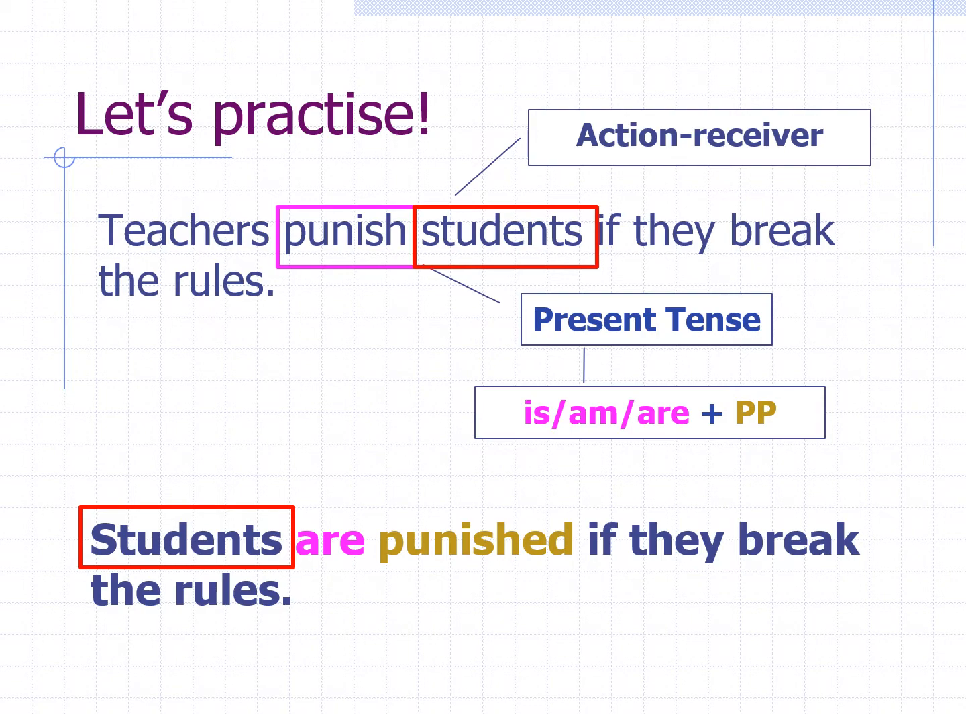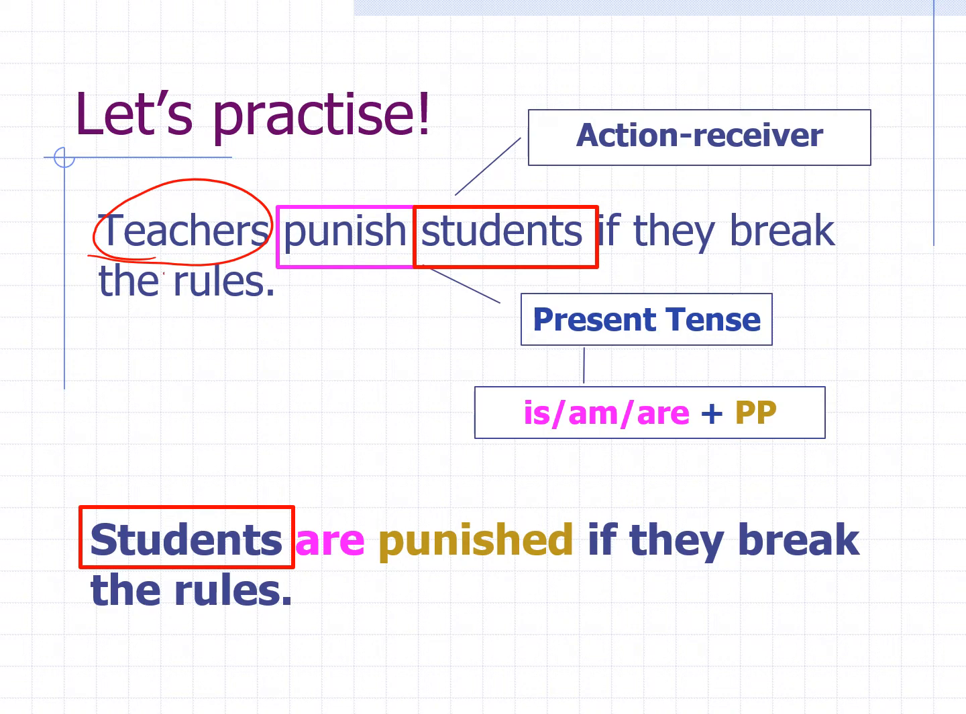All right, so this is how we change an active voice sentence, Teachers punish students if they break the rules, into a passive voice sentence: Students are punished if they break the rules. Now there is one more question. How about teachers? Do we need to put teachers in the new sentence?